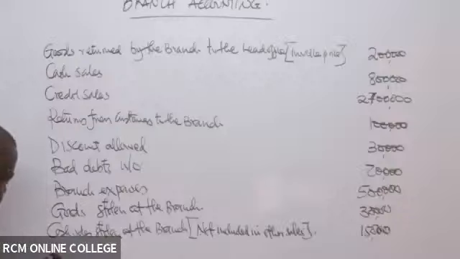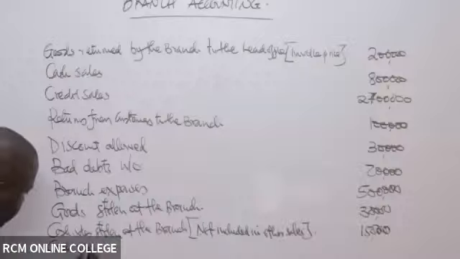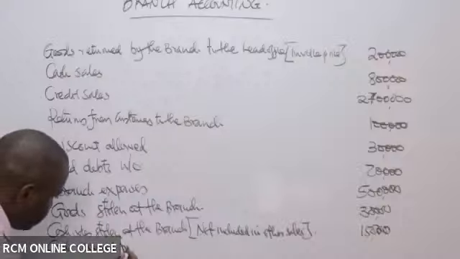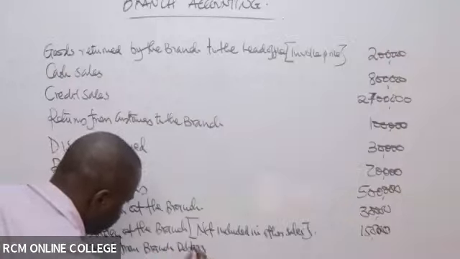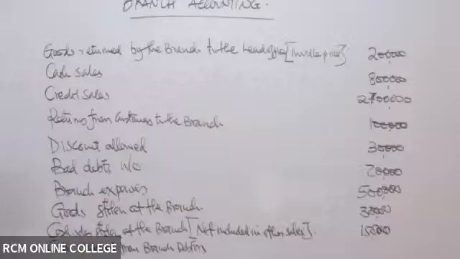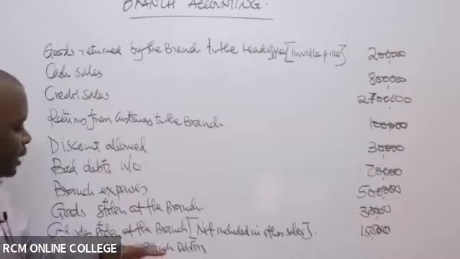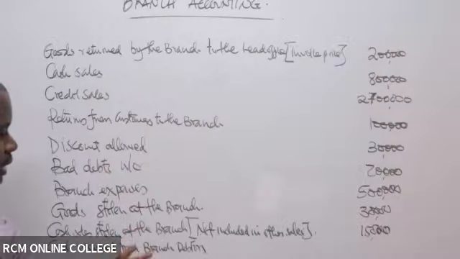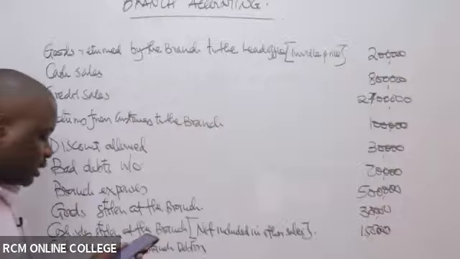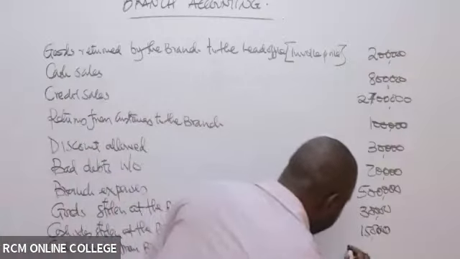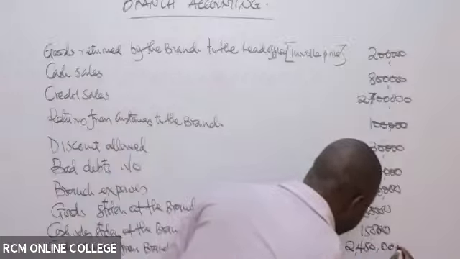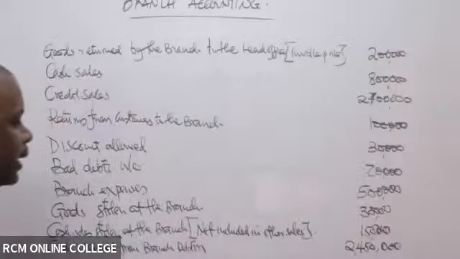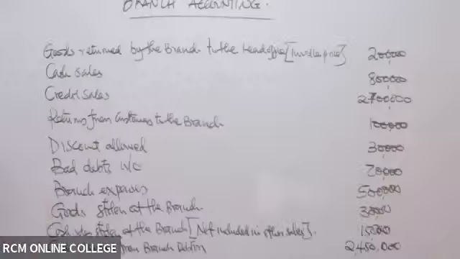Then the last transaction, cash received from branch debtors. So the debtors paid. It means it will reduce the branch debtors. Remember, you have a balance of branch debtors at the start of the year, the opening balance and the closing balance. In between, our debtors paid some money. That's why at the end we have that balance. You balance it and see the balancing figure. It was 2,450,000. That is what the debtors paid during the year. So these are the transactions that occurred during the year.